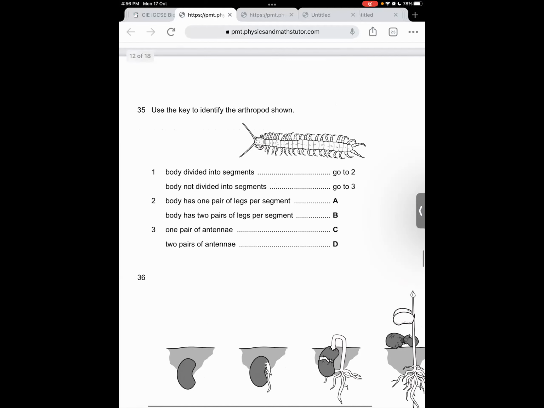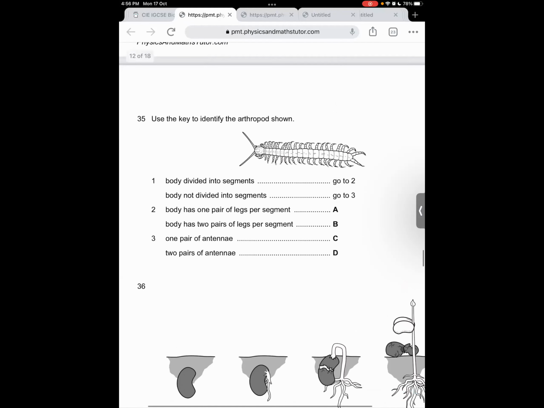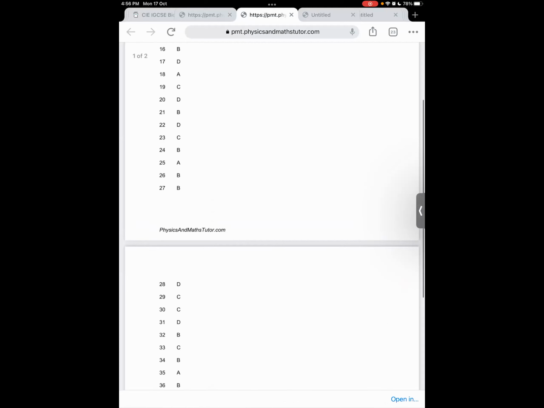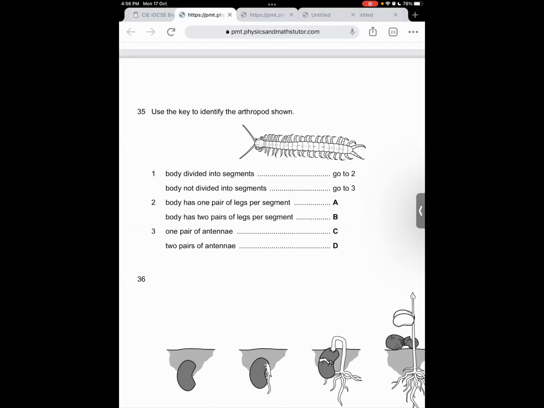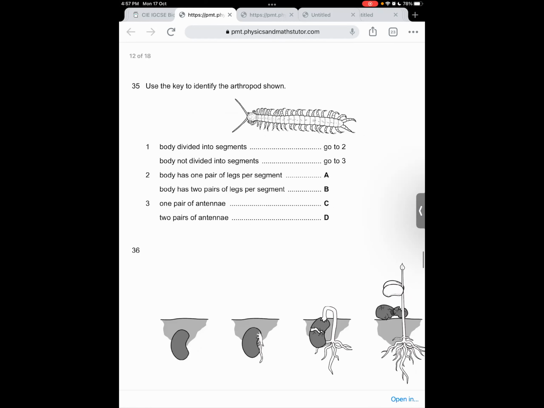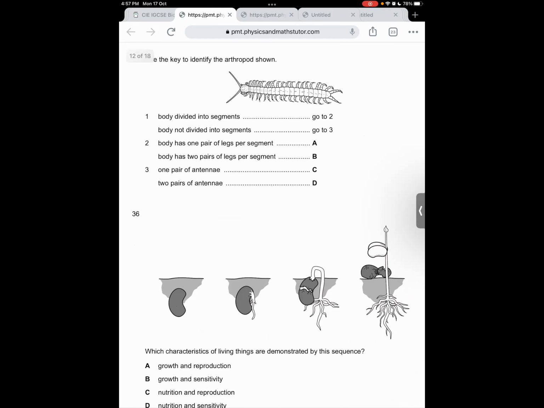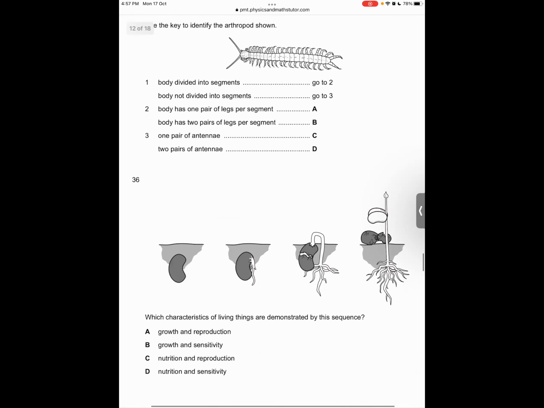Let's just check this answer. 35 is A. I also had a feeling this is wrong. I think it's A because in option number 2, it told us that if the body has one pair of legs per segment, then the answer should be A. But we just went on; we should have stopped there. Because this is how dichotomous keys should be read. When you get an option, you stop there, unless and until you're told to move on.